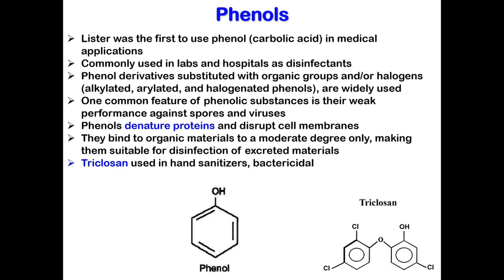So on to phenols. Phenol, or carbolic acid as it's called, was the first antiseptic and disinfectant to have widespread use. In the 1800s, scientists began experimenting with a variety of chemicals for disinfection. And in the 1860s, British surgeon Joseph Lister began applying phenol to surgical wounds.